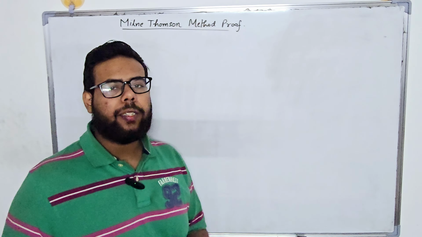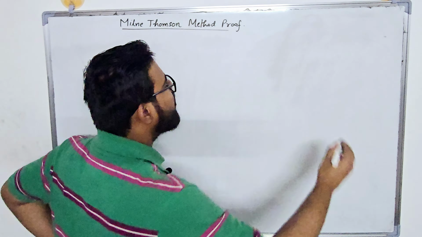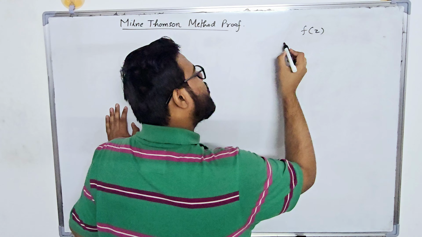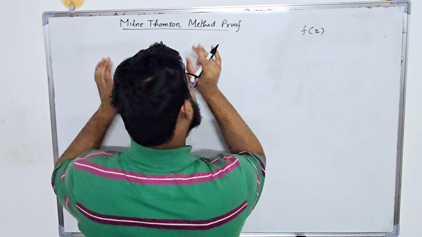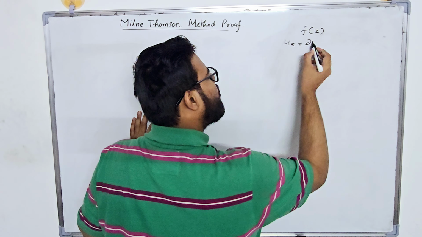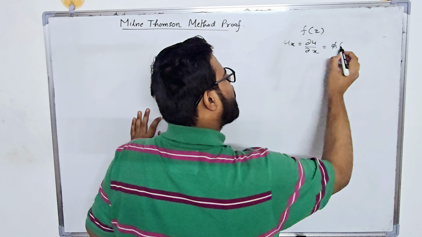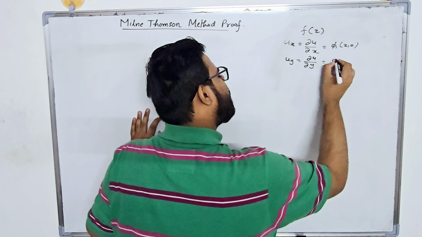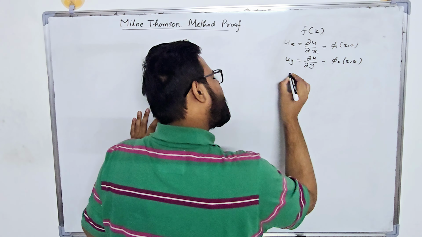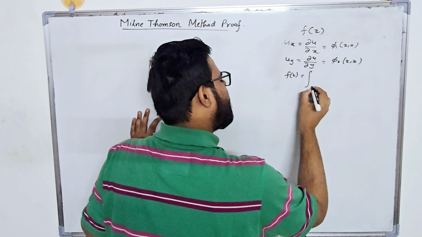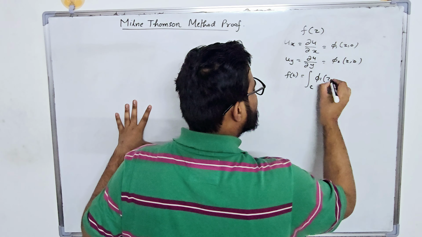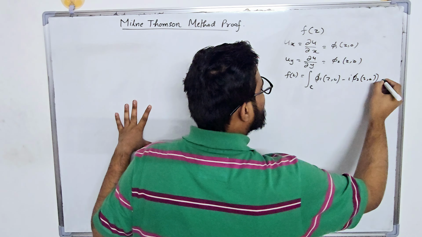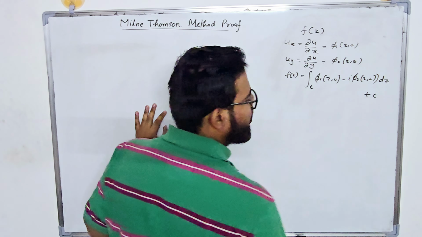So we all know that Milne Thomson method is valid for harmonic functions. So suppose f of z is an analytic function, and it is a harmonic function also. When we are using Milne Thomson method, we set ux, that is del u by del x, as phi 1 of z comma 0, and uy, as del u by del y, is equal to phi 2 of z comma 0. Then we say that f of z is equal to the integral in complex plane of phi 1 of z comma 0 minus i times phi 2 of z comma 0 dz plus an arbitrary constant.